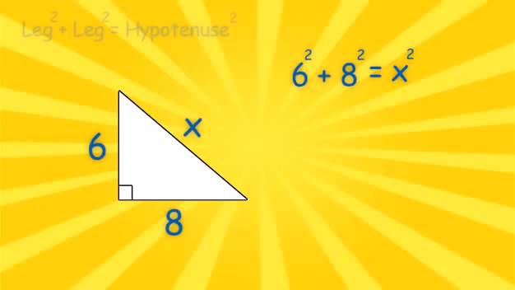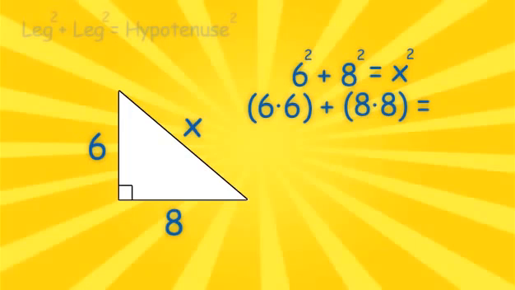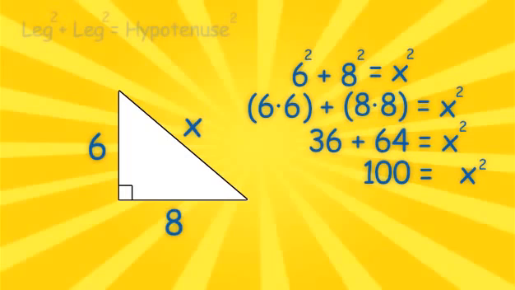6 squared is 6 times 6. 8 squared is 8 times 8. I'll bring down my x squared. 6 times 6 is 36. 8 times 8 is 64. Now we are left with 100 equals x squared. We'll square root both sides of the equation, and we have x equals 10.